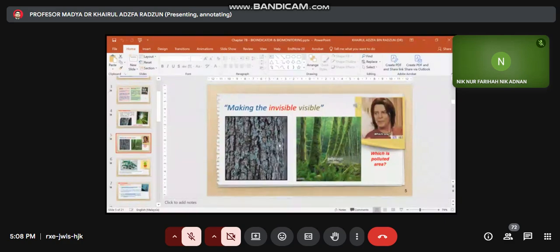If you look at the right side picture and also the left side picture, which one do you think is the polluted area? Come on guys, please guess. Quick. Right or left, which is polluted?